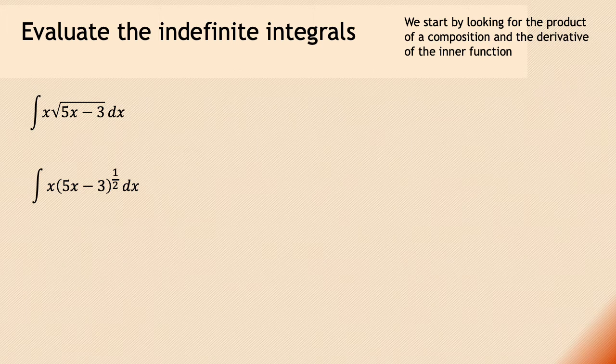Now if we look at the inner function, 5x minus 3, we see that the derivative of that is 5, which doesn't exactly match up with the x. It's on the outside there. So you might think at first glance that this is not going to work because we need the product of a composition and the derivative of the inner function, and that's not quite matching up here. But we're going to introduce some clever algebra.